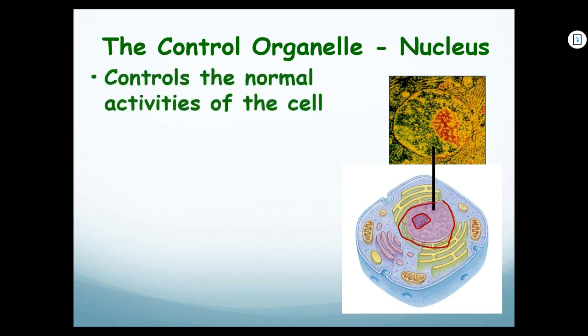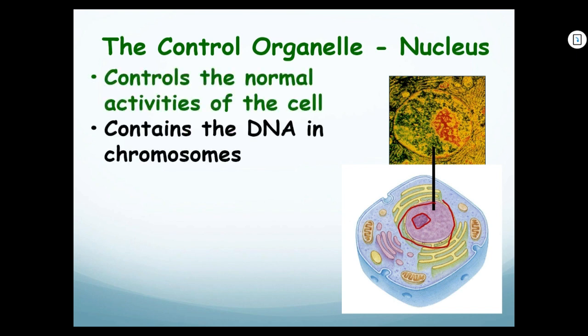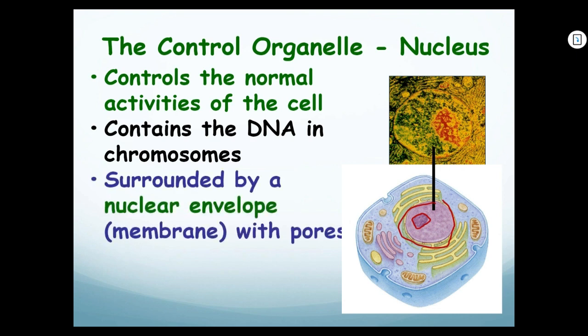It controls the normal activities of the cell. The really important thing that you need to know about this is that it contains the DNA. It's not so important that you know it's in chromosomes or chromatin, but DNA is in that nucleus right there, right? And DNA is surrounded by this nuclear envelope, and it's important that it is because it is a very sensitive molecule, but it has a lot of importance to it. It is what determines what an organism is going to look like.